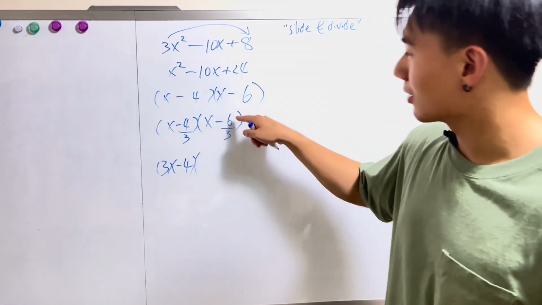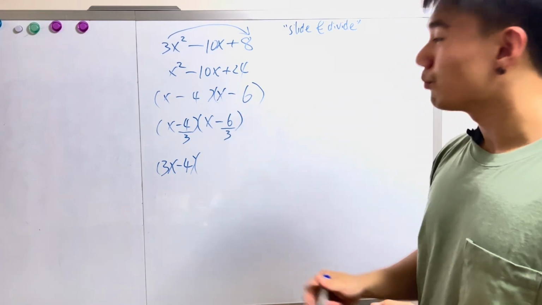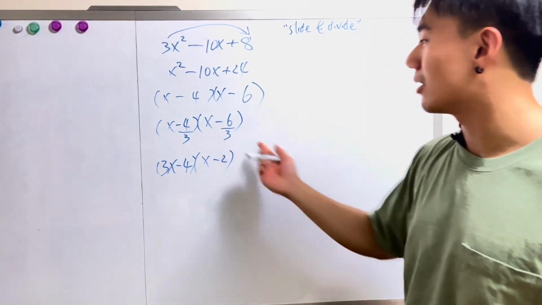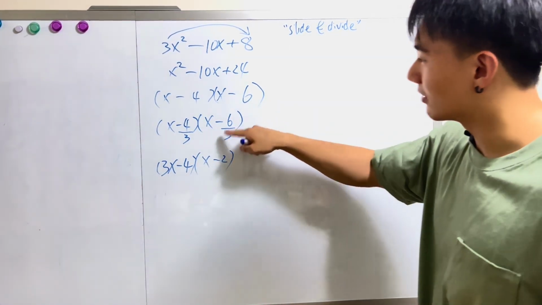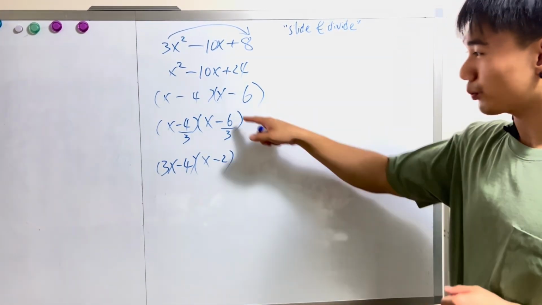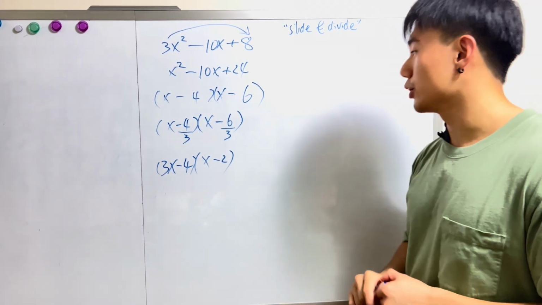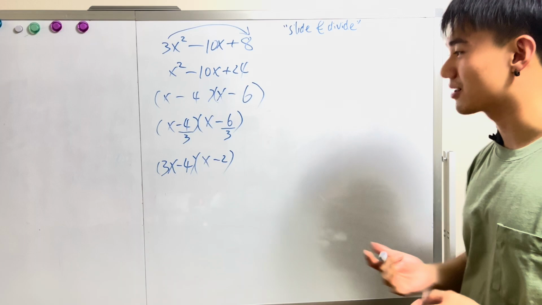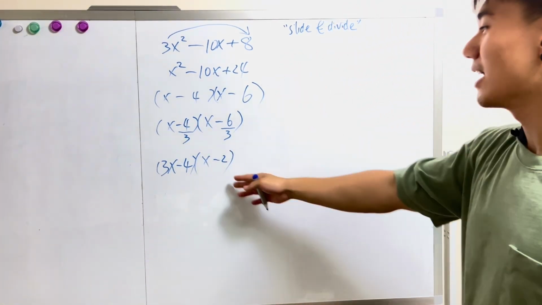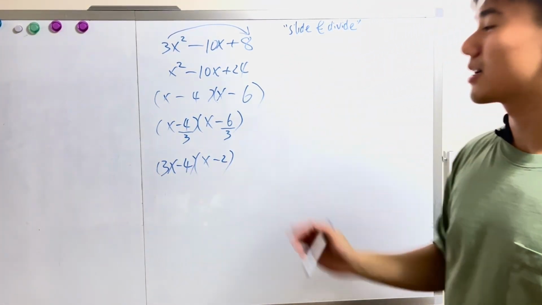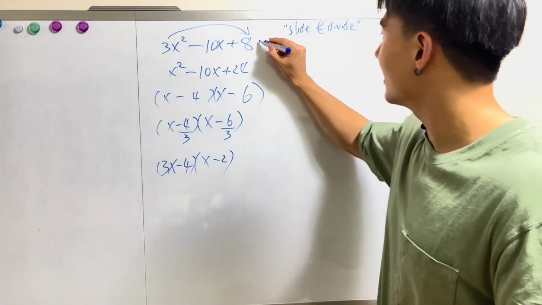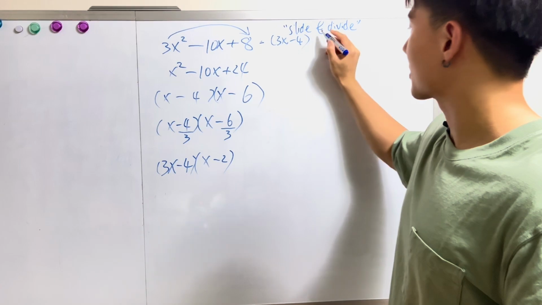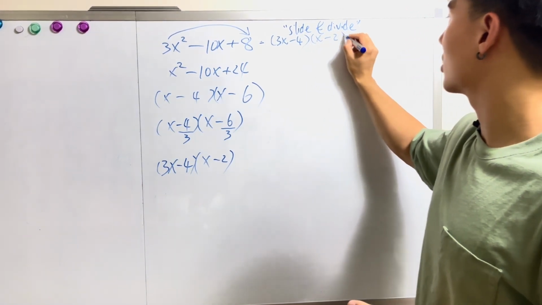When you look at 6 divided by 3, 6 can be divided by 3 evenly. It gives you a nice integer, which is 2. Just write that down. You don't have to slide. If the number here divides into the number here, you don't have to slide it over. And there we have it. That's the factored form. We factor this into 3x minus 4 times x minus 2. At the end, we can put an equal sign and say this is equal to 3x minus 4 and x minus 2.